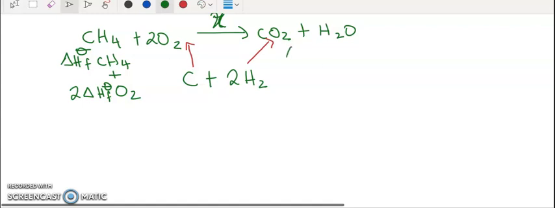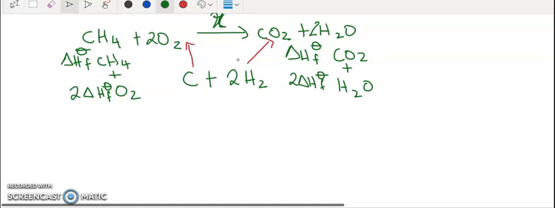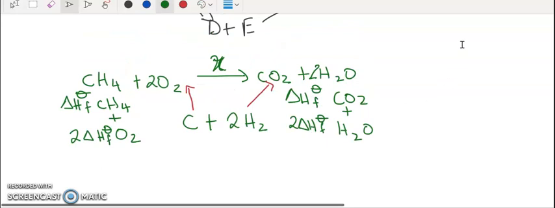For this arrow we have CO2 plus H2O. We've got 2 H2O here, so we're going to put a 2 in front of this. So now we've got our data for the arrows. Now let's find a particular direction to do it in. We have a clockwise and an anti-clockwise direction. We can see that this arrow and this arrow are going in a clockwise direction.